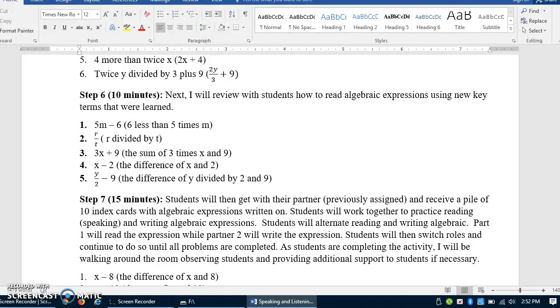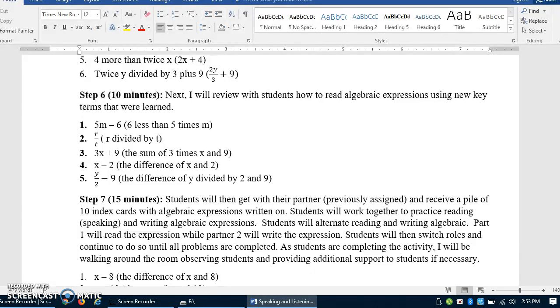Next, I will review with students how to read algebraic expressions. So we're doing the reverse. They will take my place and I will take theirs. We're switching spots from what I was just doing. For instance, I will provide them with the expression 5m minus 6, which they should be able to read to me. We will practice saying that's 6 less than 5 times m, or 6 less than 5 times a number, or a variable, whatever. There are different references, as long as they reference something similar to that.